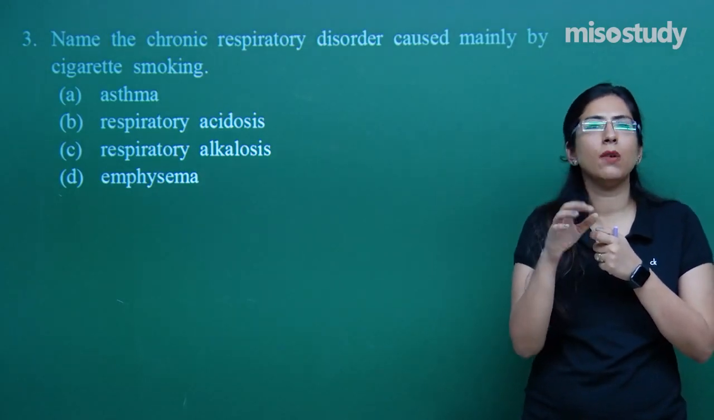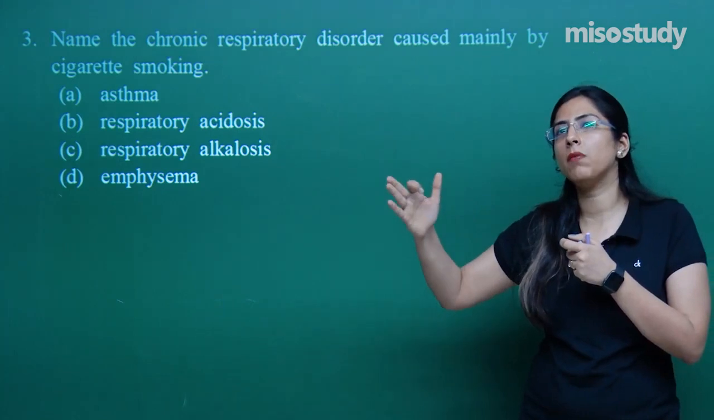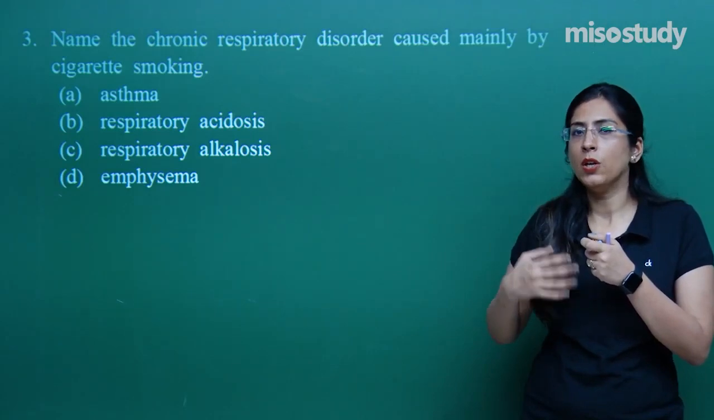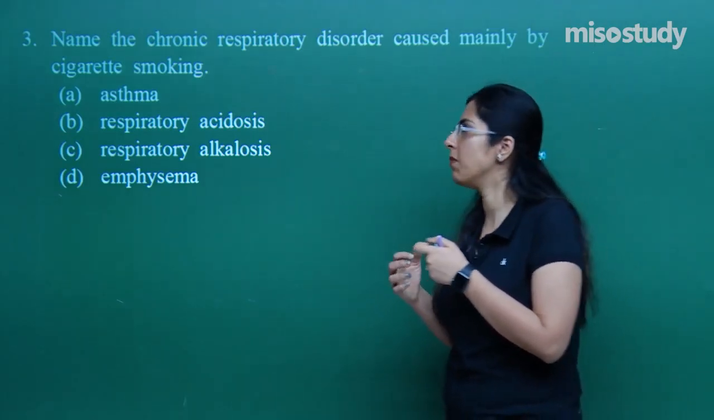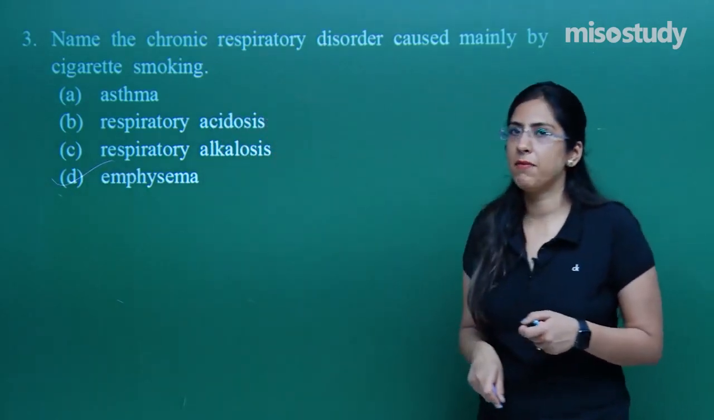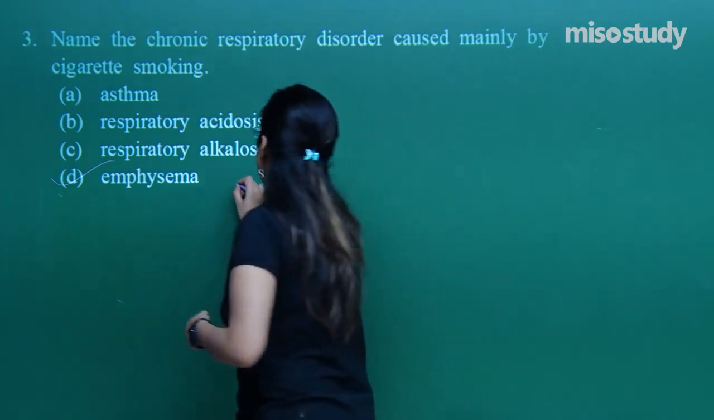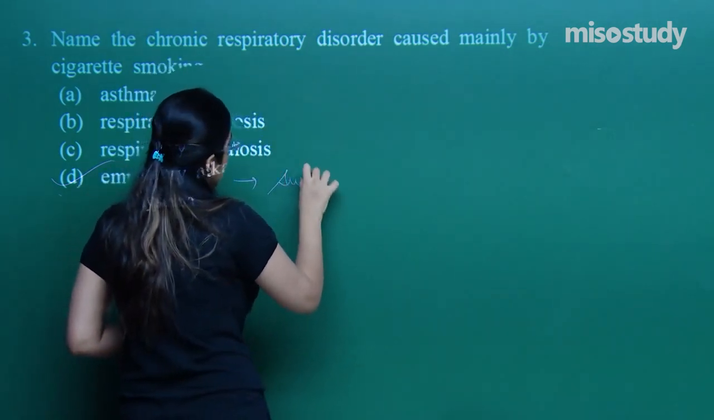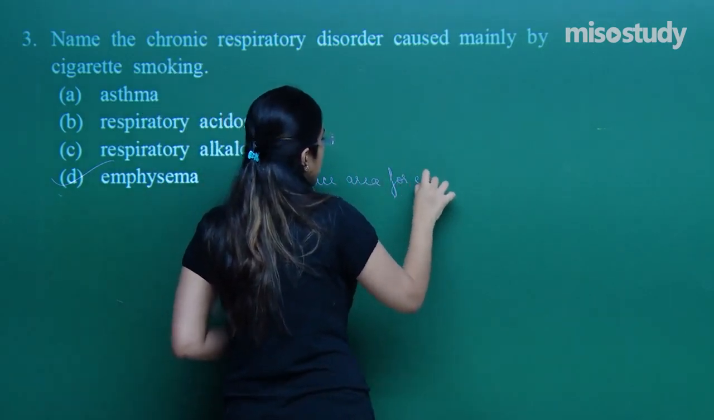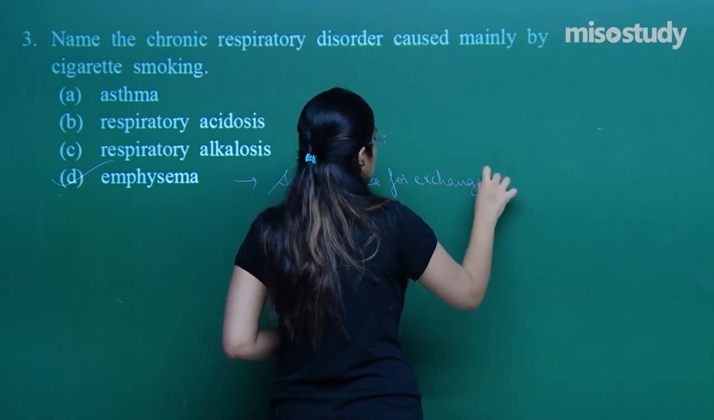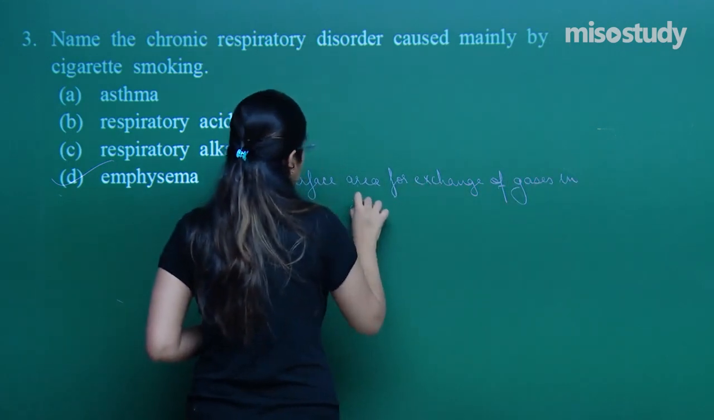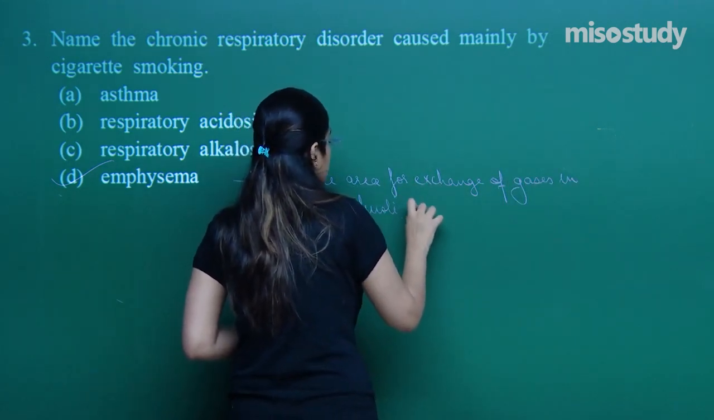With frequent exposure, the whole surface area is reduced. So it is unable for us to breathe properly. At the end, we are exposed to a condition like emphysema. So the correct option related to cigarette smoking is emphysema, right? In this, the surface area for exchange of gases in the alveoli decreases.